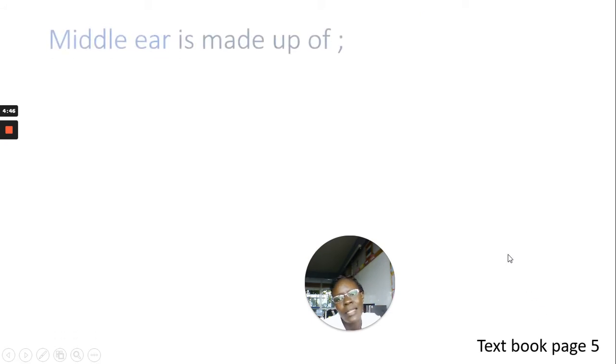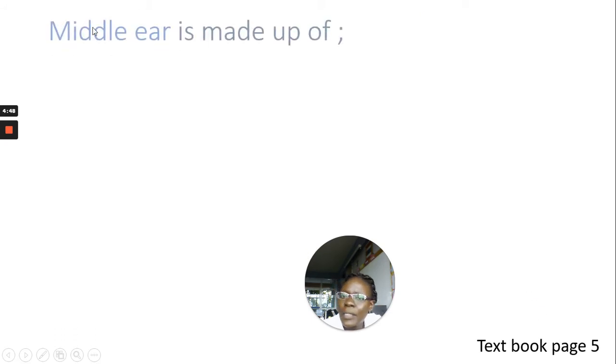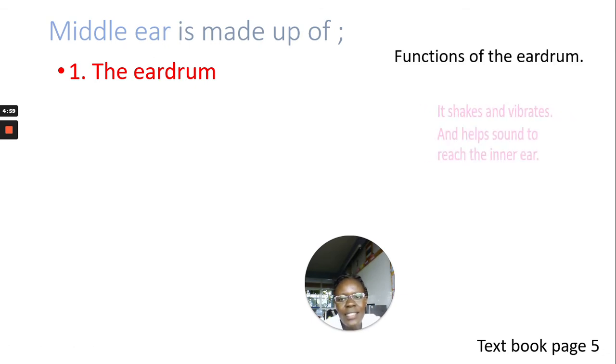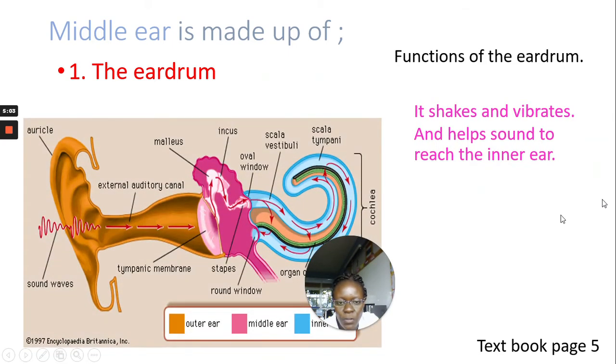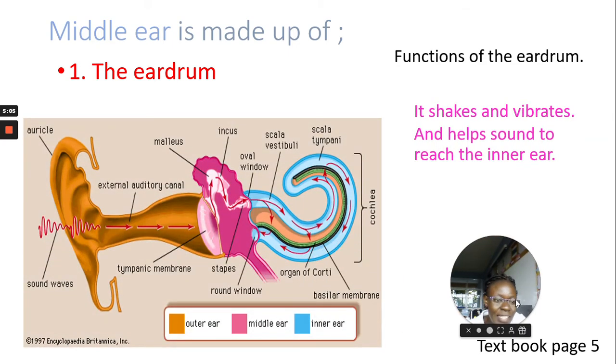Next, let's talk about the middle ear. Now, the middle ear is made up of the eardrum. One more time, the eardrum. And this is how the eardrum looks. Okay, let me show you the eardrum. It's inside, still on page 5. This is the eardrum, the middle ear.